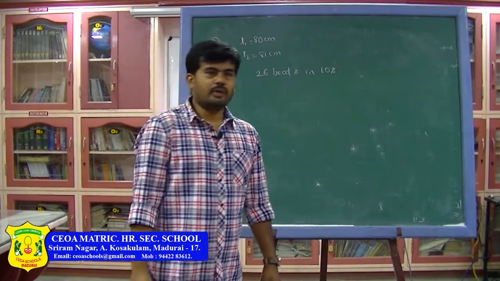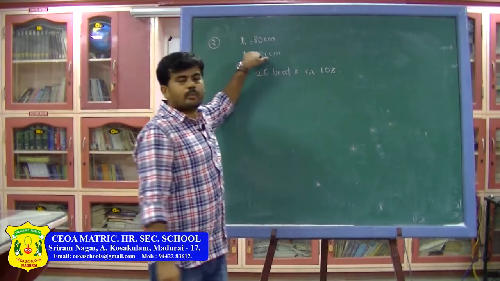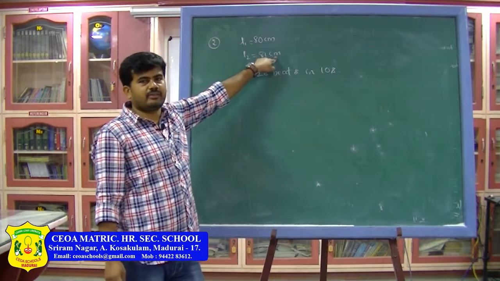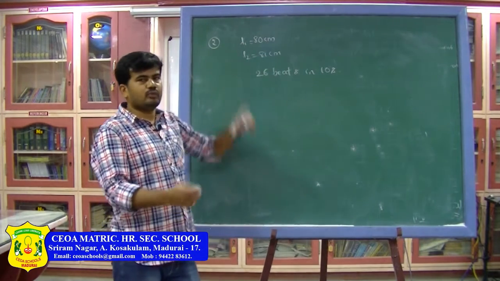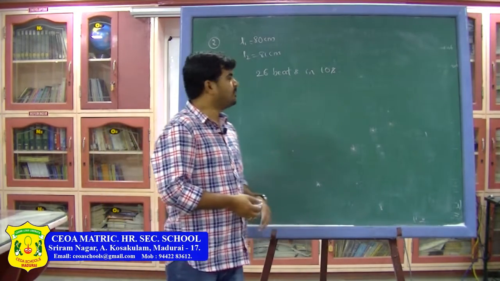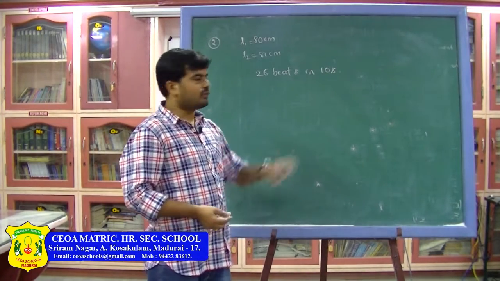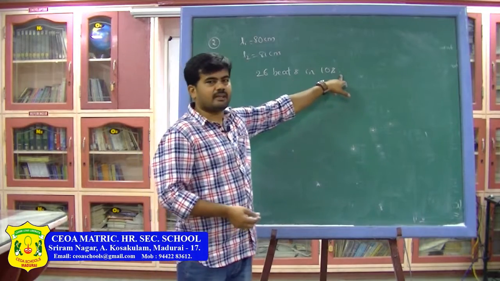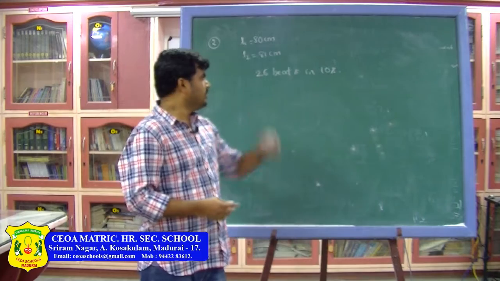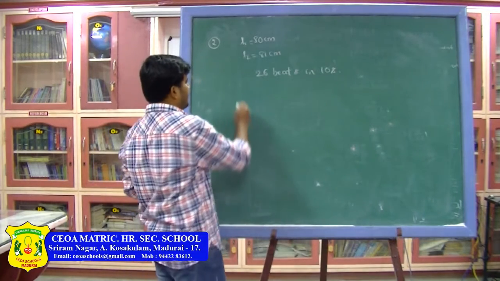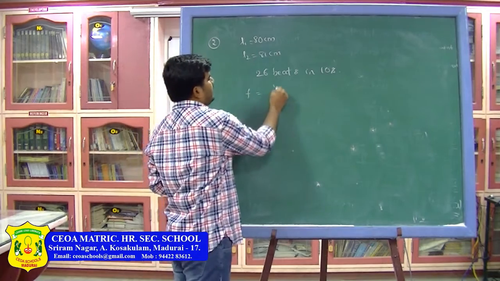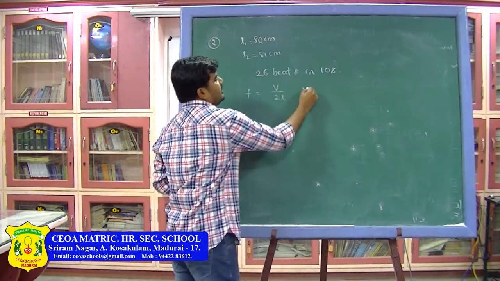This is the problem. So, there are 2 open organ pipes of lengths L1 and L2, 80 and 81 centimeters respectively, and when these 2 open pipes are sounded together in their fundamental mode of vibration, they produce 26 beats in 10 seconds. Then what is the speed of sound in air? Let us see how to do it. We know that the fundamental frequency of an open organ pipe is given by V by 2L, where V is the speed of sound in air.